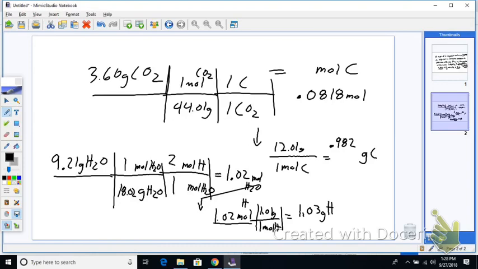Mr. Graham, in the equation for the moles of H2O to moles of hydrogen, how do you come up with the 2 moles of hydrogen? It just says for every 1 mole of the molecule H2O, I'm going to have 2 moles of hydrogen atoms in there. Yeah, but the equation wasn't balanced, right? Right, but I'm just using my definite ratio here.